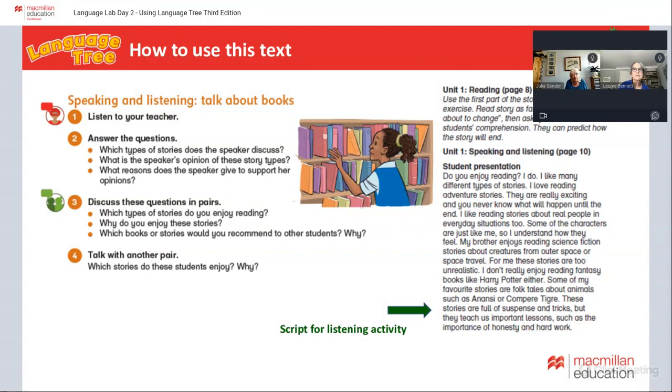There are some questions asked on the listening, and then that follows with a discussion. So the speaking and listening is closely linked. And as the unit is based on stories, narratives, the theme here of the speaking and listening is all about stories. What kind of stories do you enjoy reading? Why do you enjoy them? And so on. So can we have the next one, please?